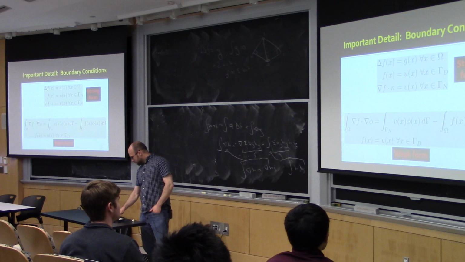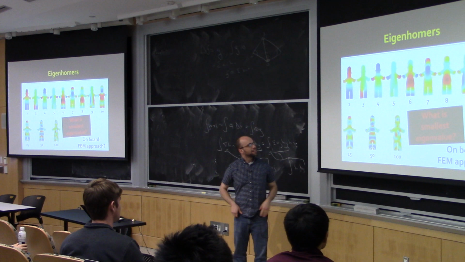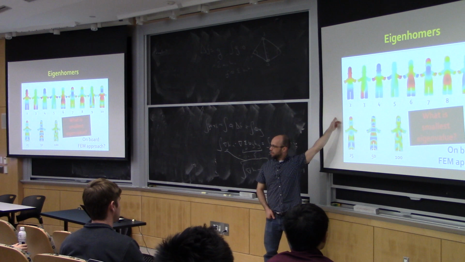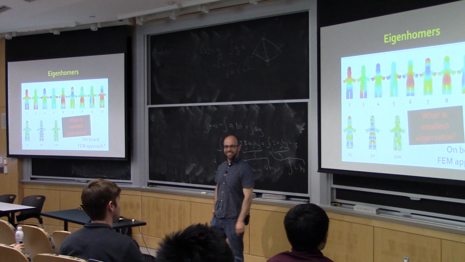Okay, and of course this allows you to do many things. Here's eigenhomers, which are the same thing, but now it's LF equals lambda times AF instead of lambda times whatever. Notice that I started counting my eigenvalues at 2, right? This is lambda 2. What is lambda 1? 0, right? The constant function. Yeah. And you can see here what they look like, right? And they indeed are kind of vibration mode looking, yeah? Which is what you would expect.